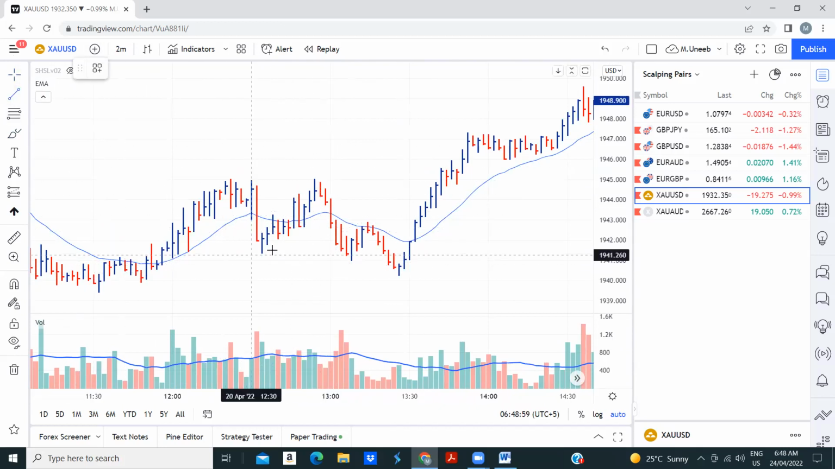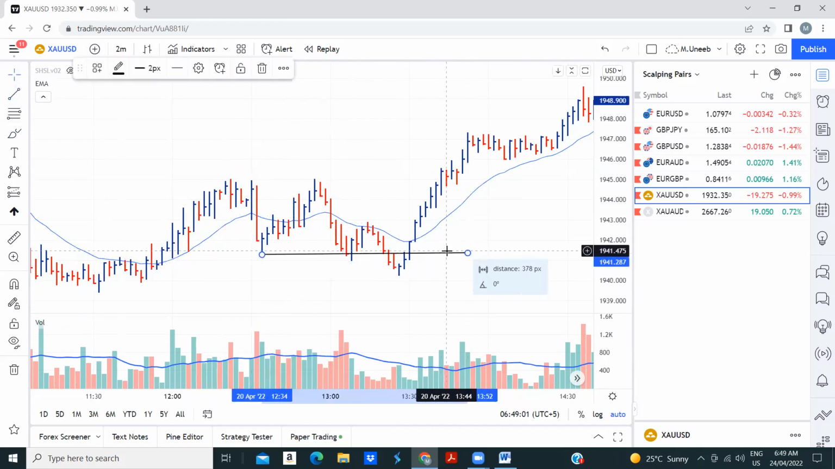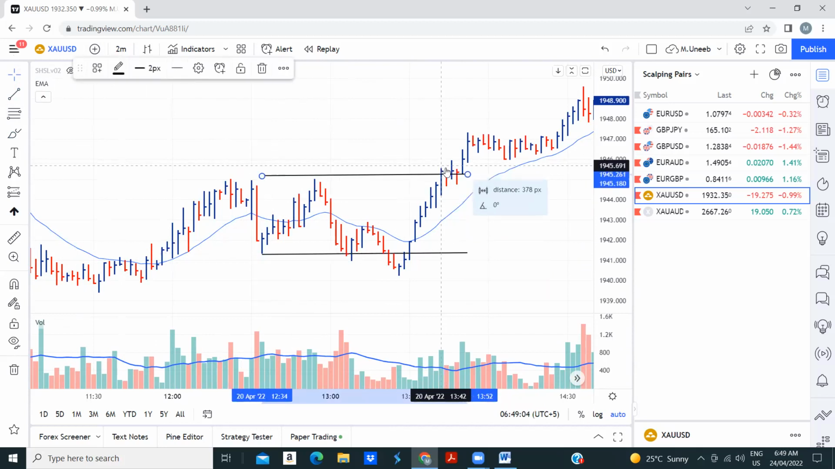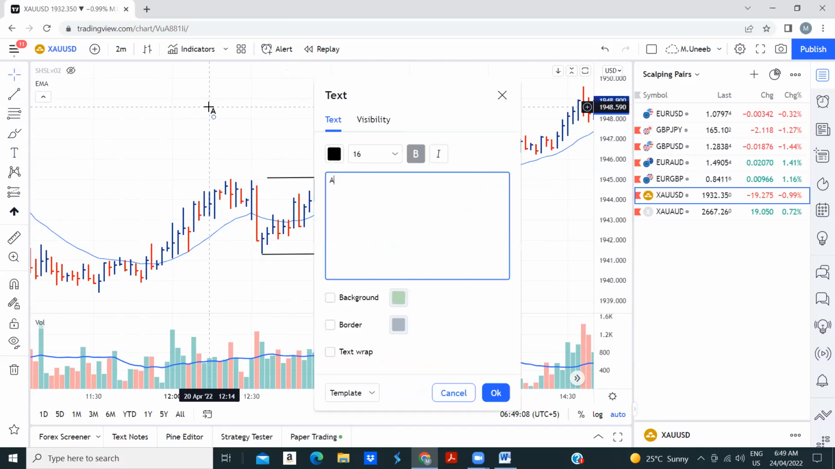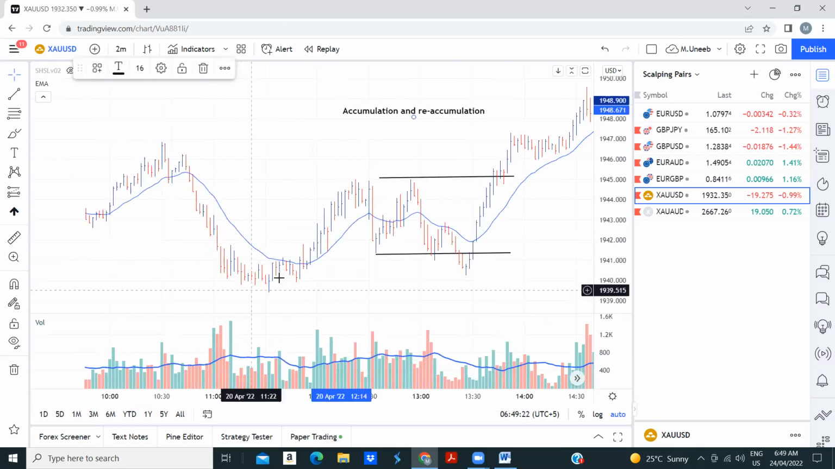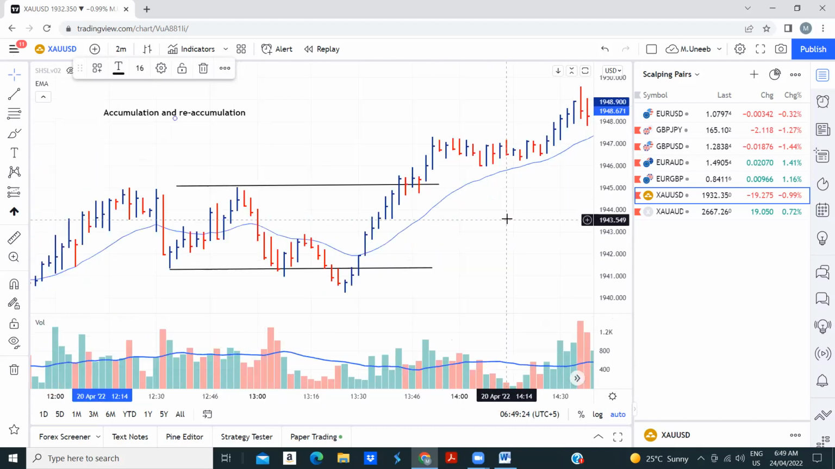As I told you, let's suppose this is reaccumulation. What is reaccumulation? As I told you, accumulation and reaccumulation will have a U shape. I think I told you what the difference is between accumulation and reaccumulation. Reaccumulation occurs within an uptrend. The uptrend, and this is reaccumulation. And it goes up.